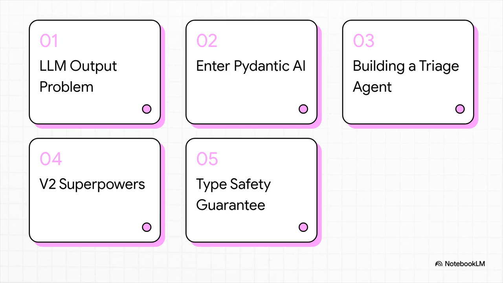So here's our roadmap for today. We'll start with the LLM output problem, then we'll introduce Pydantic AI, walk through building a real-world triage agent, check out those new V2 superpowers, and finally wrap up with the type safety guarantee.